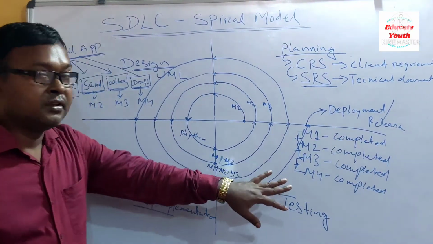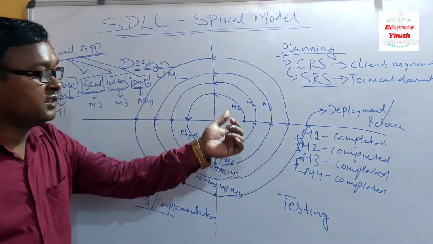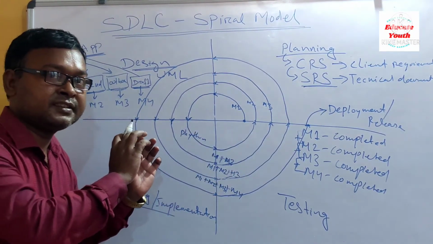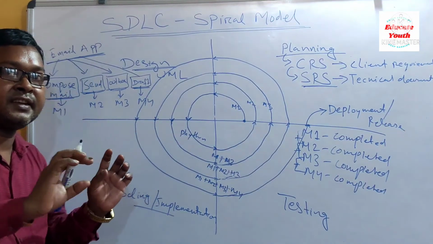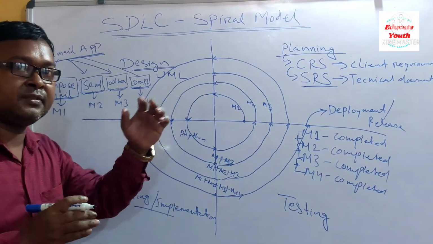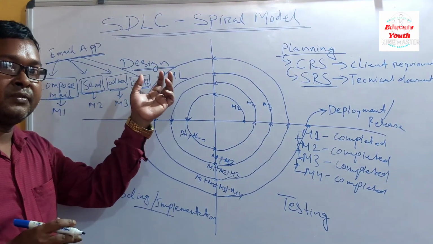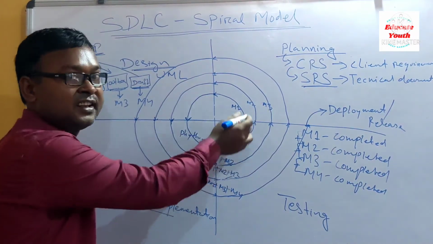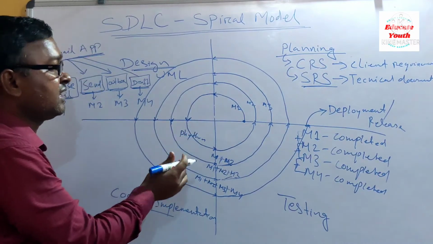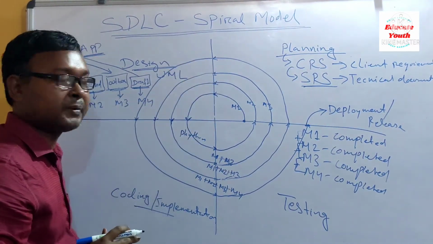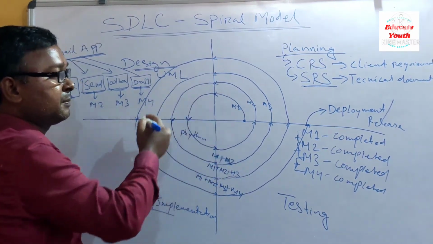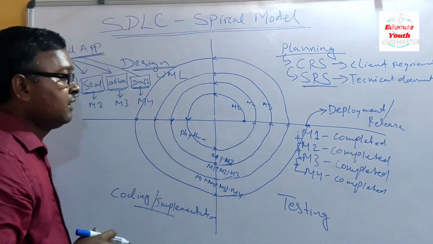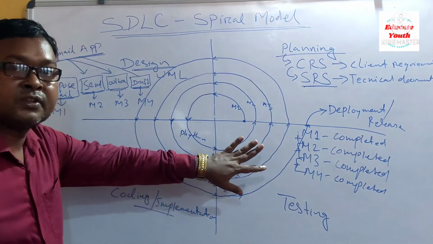Understood? This is the spiral model. It seems like a waterfall, and it seems like iterative also. So are you understanding the difference between the waterfall, iterative and spiral? It looks like a snail, a spiral. That's why the name is given as the spiral model. It goes in a spiral way. This is about the spiral model.